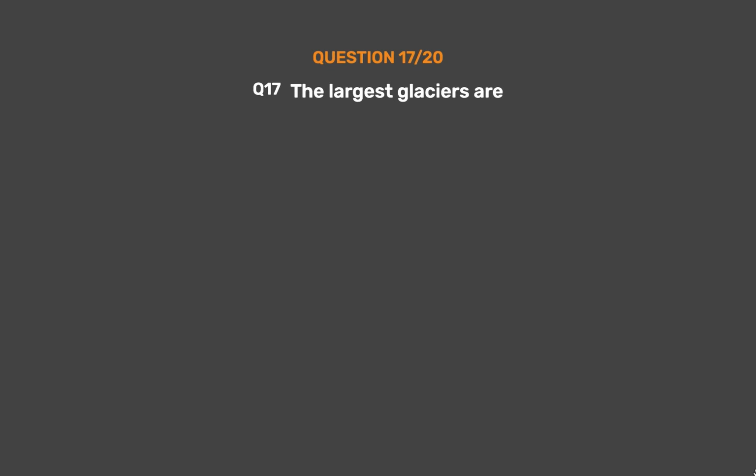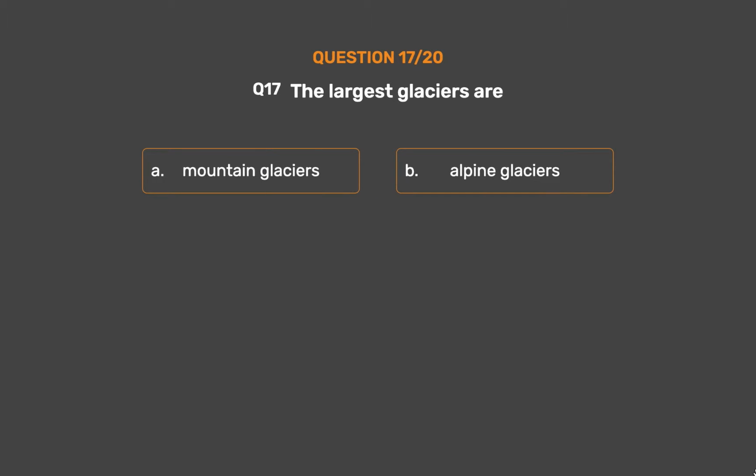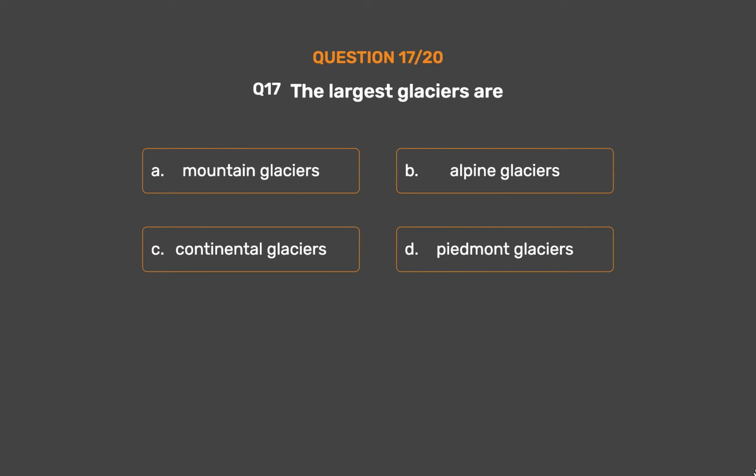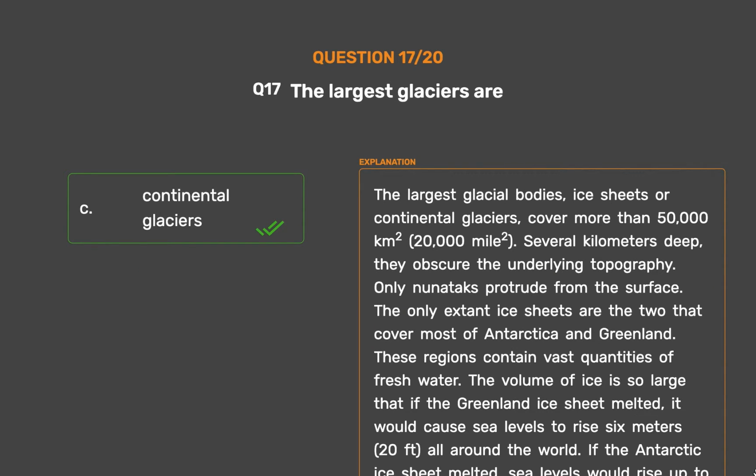Question number 17. The largest glaciers are option A, mountain glaciers. Option B, alpine glaciers. Option C, continental glaciers. Option D, piedmont glaciers. The correct answer is option C, continental glaciers. The largest glacial bodies, ice sheets or continental glaciers, cover more than 50,000 square kilometers, 20,000 miles, to several kilometers deep. They obscure the underlying topography. Only nunataks protrude from the surface.